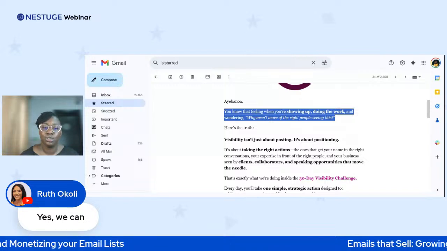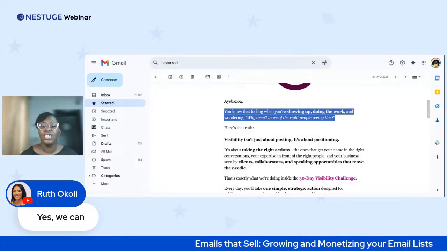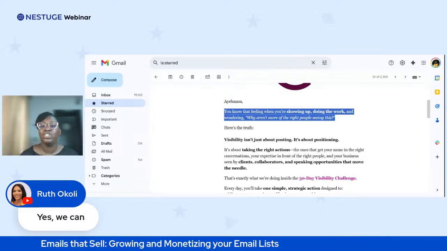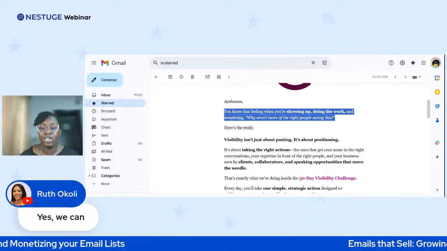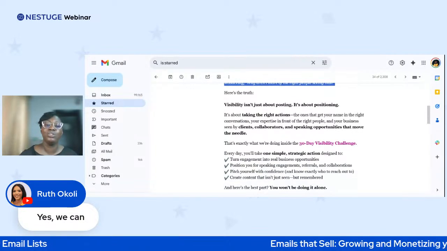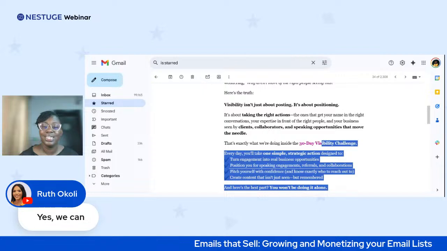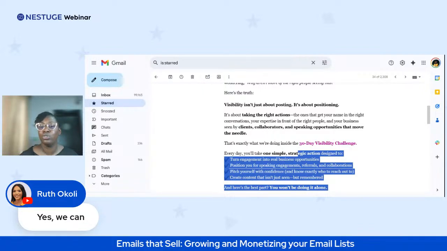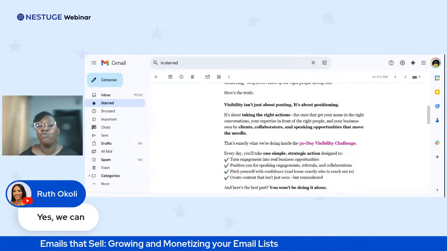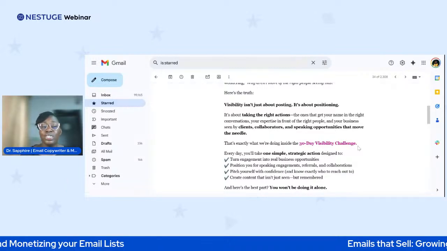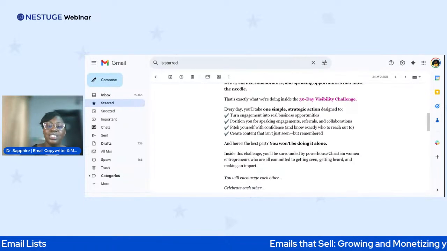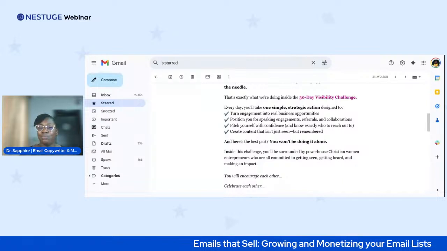Then she goes into agitating. She's like, here's the truth. Visibility isn't just about posting, it's about positioning, taking the right actions, the ones that get your name in the right conversation. And she goes on to talk a bit about it, puts in the solution as well, and says that's exactly what we are doing inside the 30-day visibility challenge. Now she brings the solution. You can see that the move from the problem to the agitation to the solution was very swift, but it did its work. And then she says that's why we're having this 30-day visibility challenge.